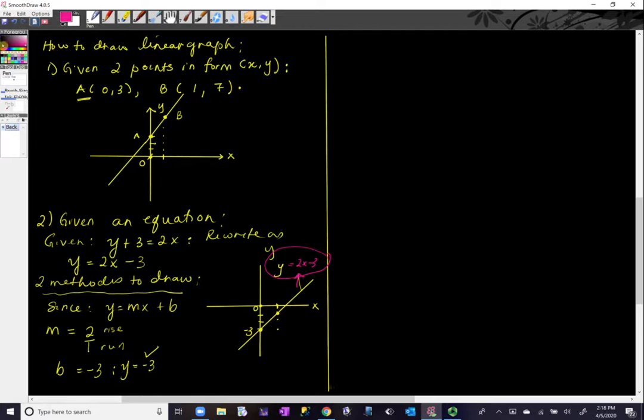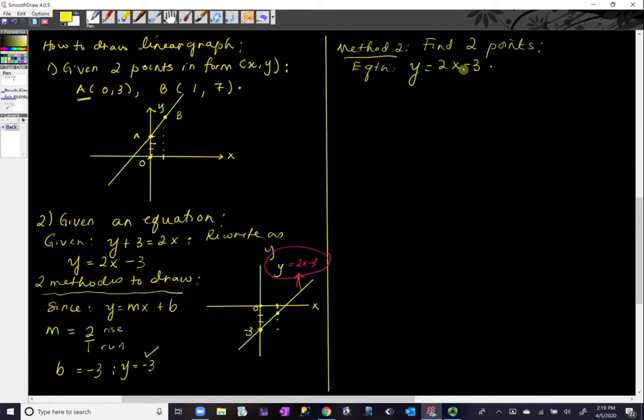So what's method 2 to draw? Suppose you do not want to use the y equals mx plus b method. Method 2, all you have to do is find 2 points from the equation. The equation is given. What is the equation that's given? It's very straightforward. y equals 2x minus 3.